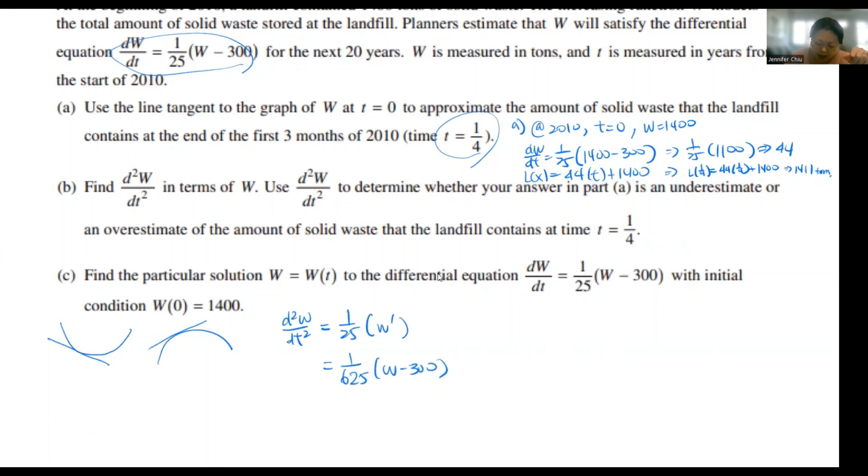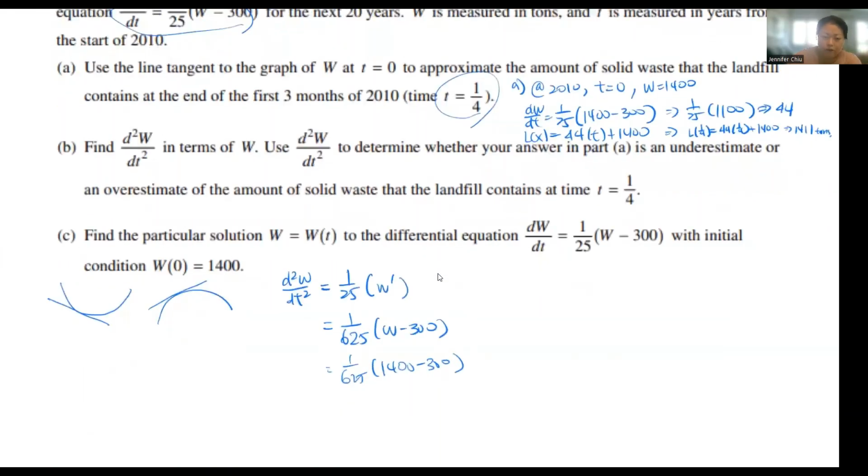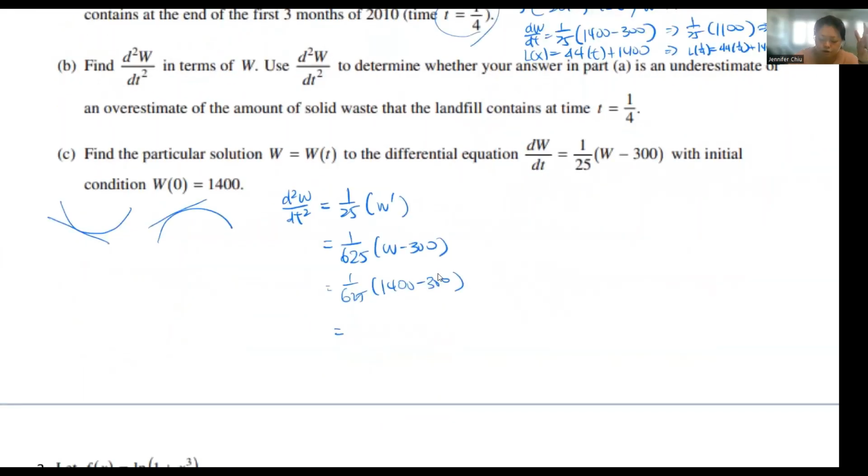So then it says at the point of T equals 1/4, where am I? Yes. So at the point that we were estimating, T equals 0, W equals 1,400, you plug that in, you get 1 over 625 times 1,400 minus 300. You don't need to care about the actual answer. You know that the answer is going to be greater than 0. So this concaves up. Because it concaves up, my linearization in part A is going to be an underestimate, right? So therefore, this is going to be an underestimate.